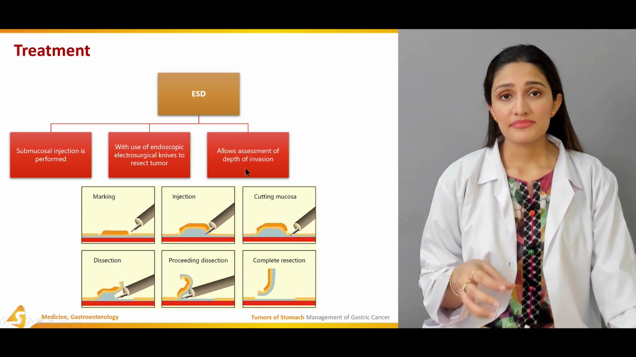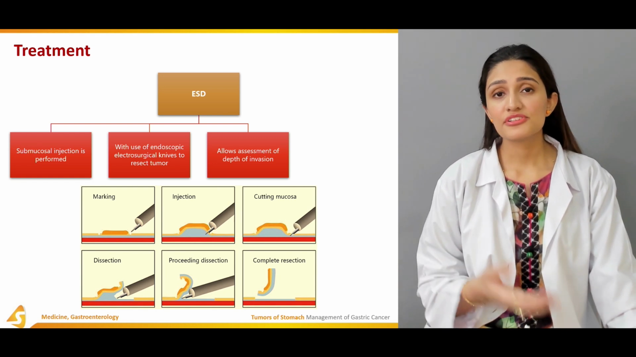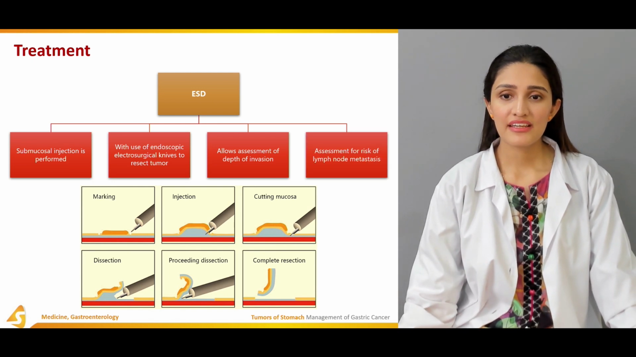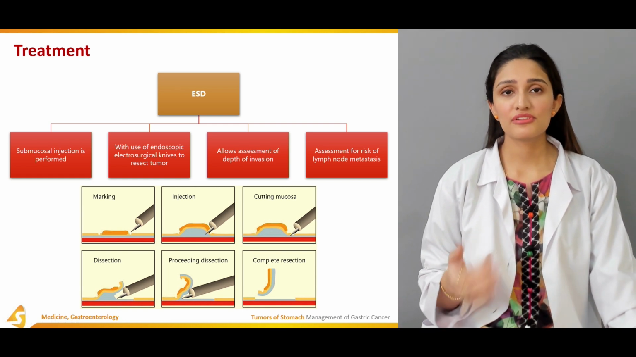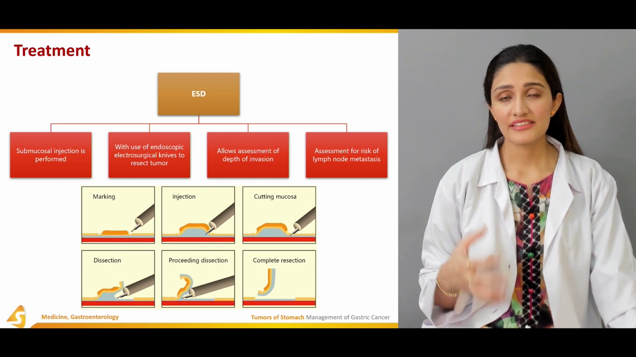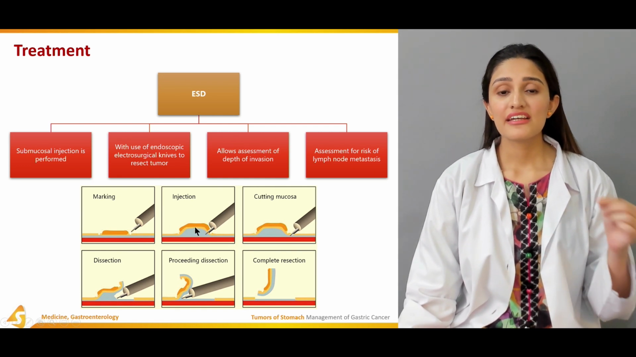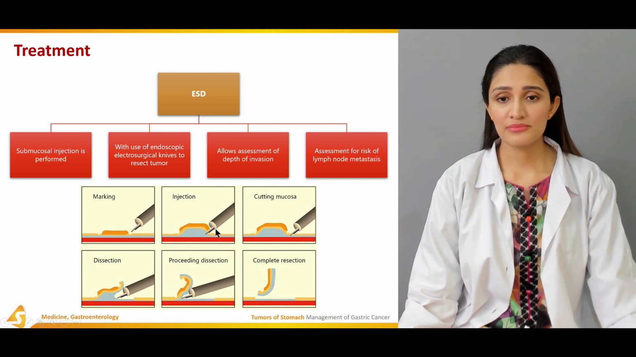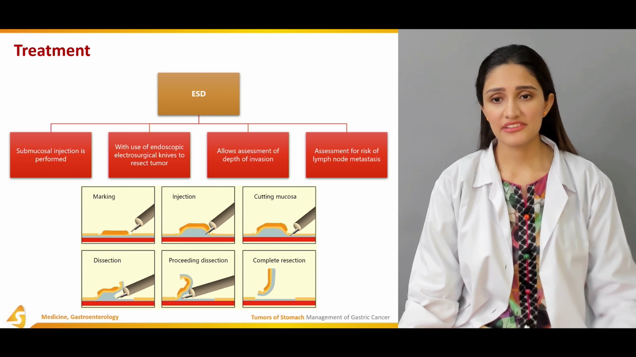This type of surgery allows assessment of the depth of the invasion, which endoscopic mucosal resection does not help with, and it is also used for the assessment of lymph node metastasis. So we can also figure out if the patient has metastasis within the lymph nodes. So what happens is that there's a marking done, and then injection is injected in the deep layer of the tumor, and then the mucosa is being cut and dissection occurs, and then finally the complete resection of the tumor occurs.